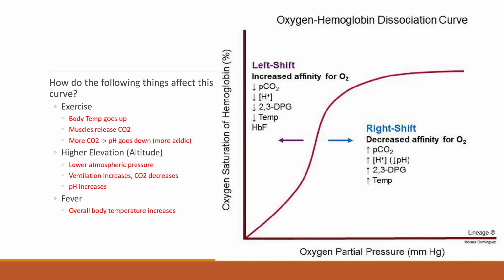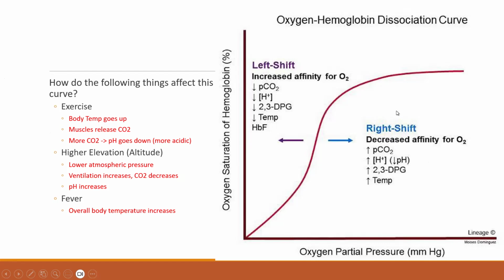So let's think about the curve on the right. My body temperature goes up, so an increase in body temp. Your muscles are releasing CO2, so the pressure of CO2 will come up, and then my pH will go down here. That causes the curve to shift to the right.